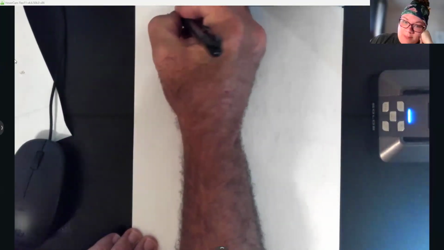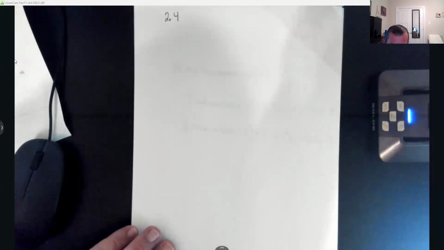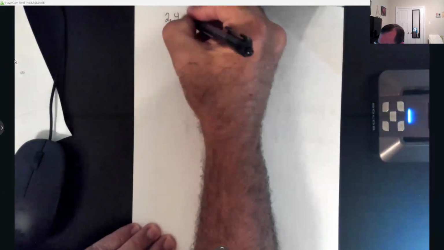Hopefully, y'all remember a little bit about foiling and multiplying and adding like terms and all that fun stuff. So y'all, 2.4 deals with the algebra of functions.